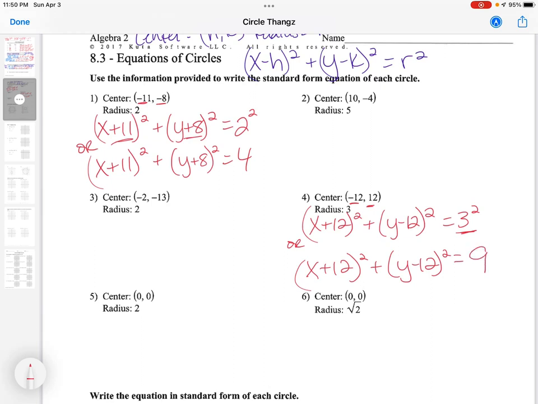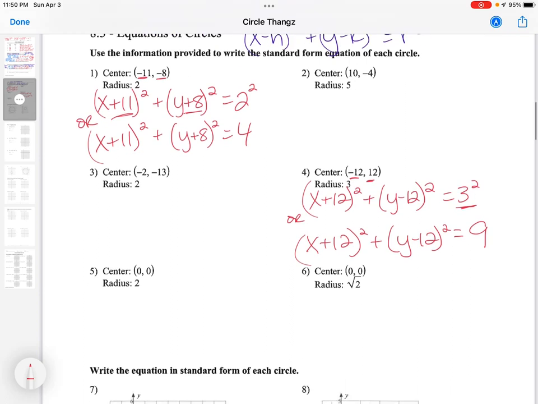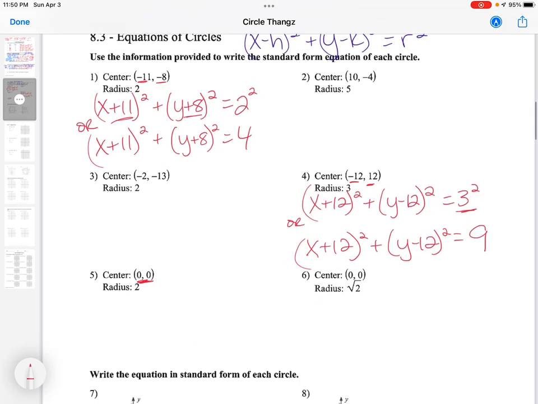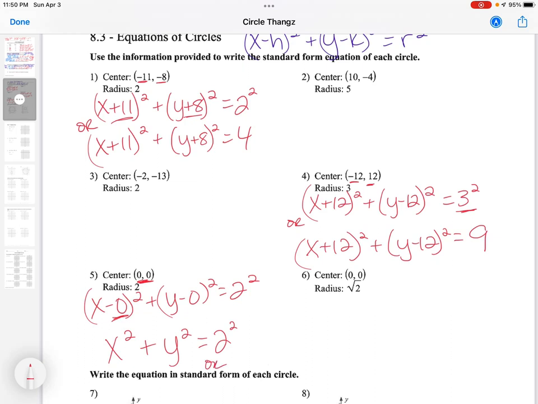Both equations are correct. Okay, and on number 5, it shows my center is at (0, 0). And we know we do x minus 0. Since we're just subtracting from 0 each time, we don't have to write it. But if you're subtracting 0, then you're not taking anything away. So anything minus 0 is itself. So you would just write it as x² + y² = 2². Or again, you could put is equal to 4, since that is 2 squared.